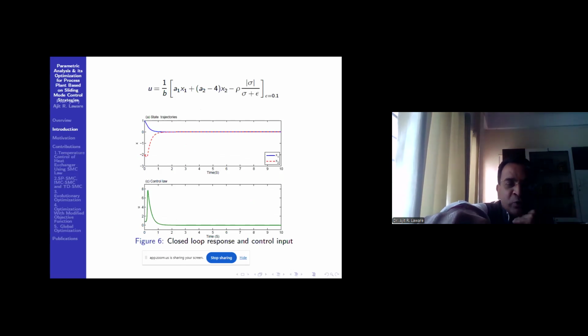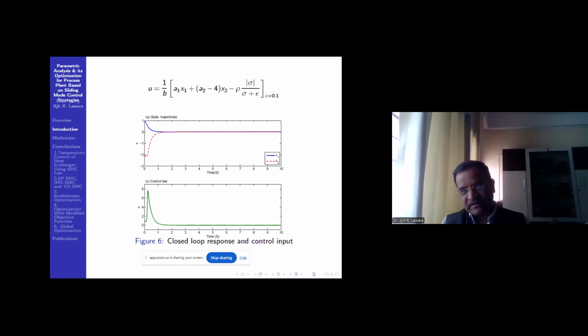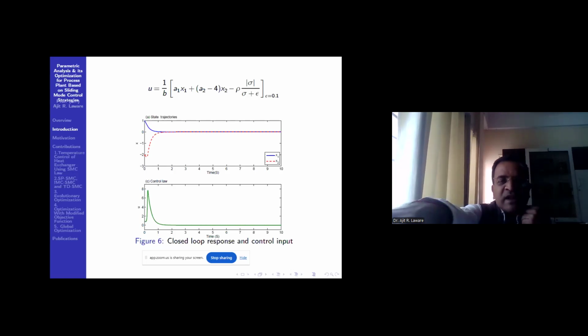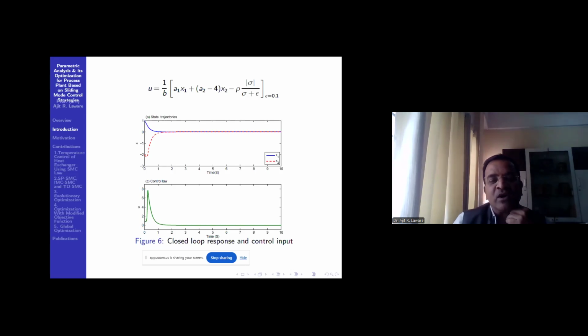And this U is with the boundary layer technique, where this eta is called the boundary layer thickness, and that is 0.1. So with the boundary layer technique, this is the closed loop response and the nature of the control signal or control input. This chattering has been reduced in the boundary layer technique. Also the states x1 and x2 are approaching zero, which means there is closed loop stability.